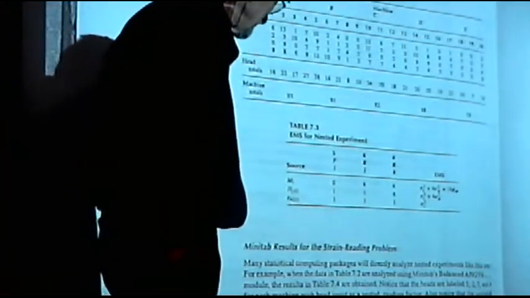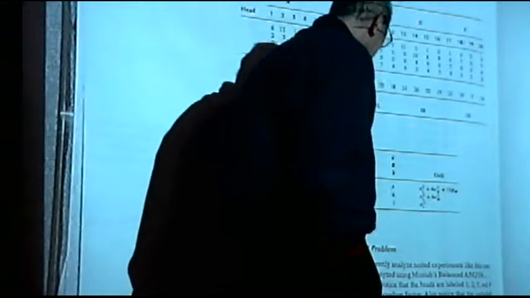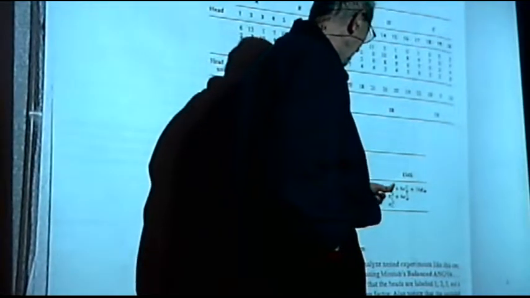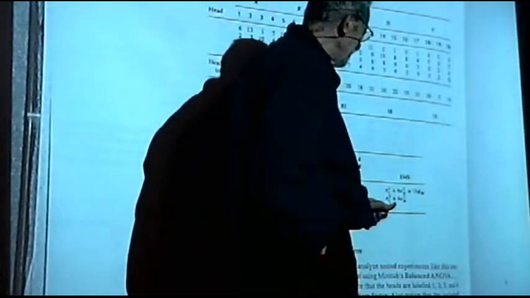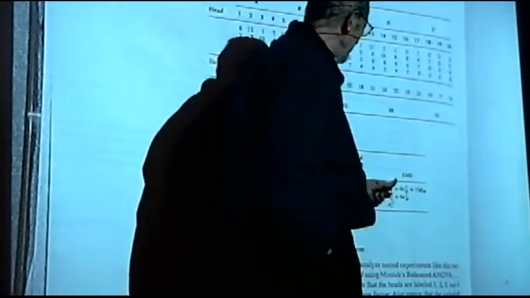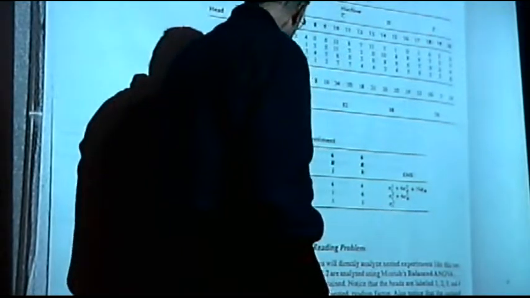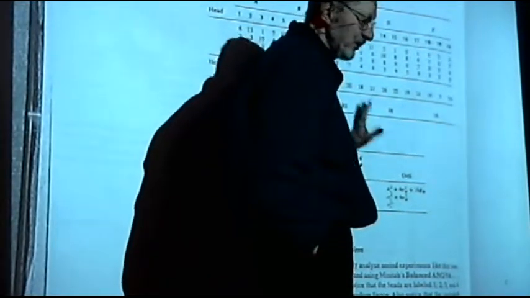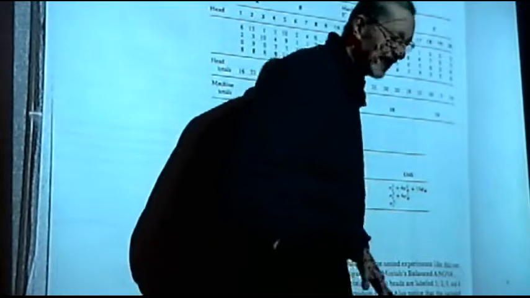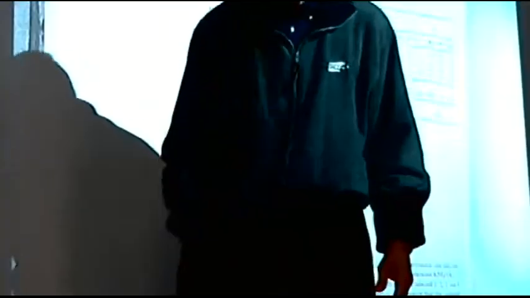If we look at this, we can see the testing is kind of obvious. If we want to test about factor H, here's the denominator we would use, the error. If we want to test about factor M for machine, the denominator would be the second one here. With this in front of our eyes, we know how to run the F-test really neatly.